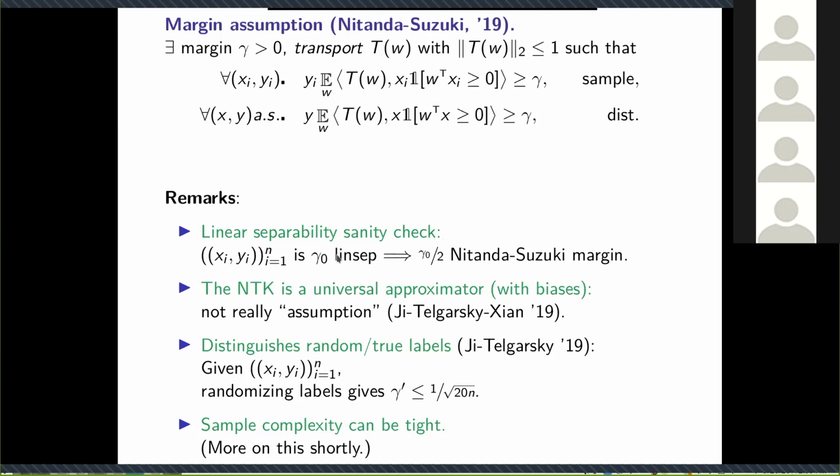Another thing is that it's of course natural to ask what data is linearly separable. So linear separability is a very strong assumption. What about this assumption? This actually really isn't an assumption in the sense that the NTK itself is a universal approximator. It can fit any continuous function. And so as long as I have clean data, so I never have the case that I have a single xi and two different yi's for it, then I can always find this transport. So this isn't really an assumption, it's just kind of a characterization.